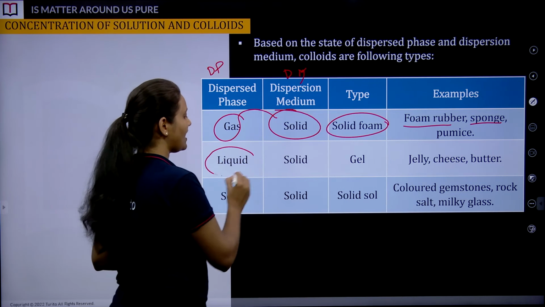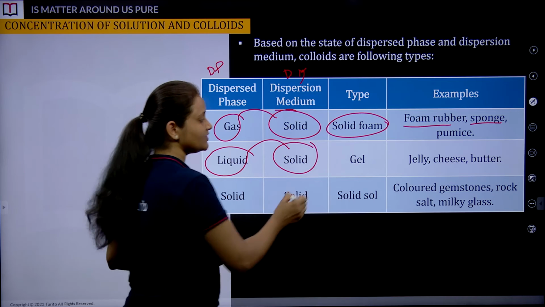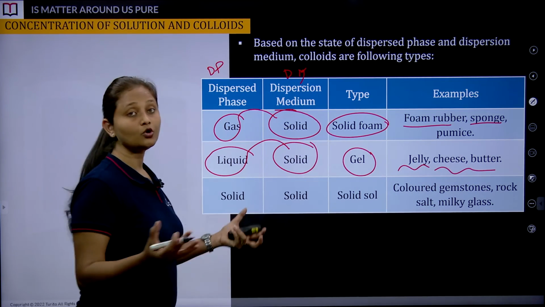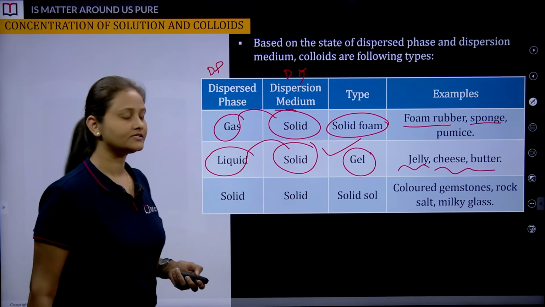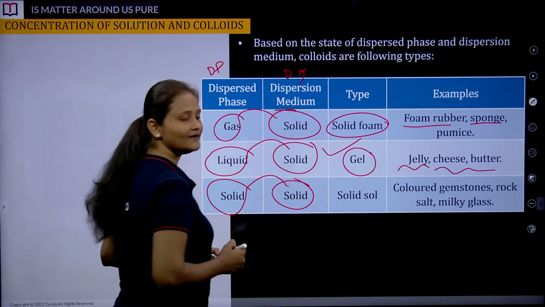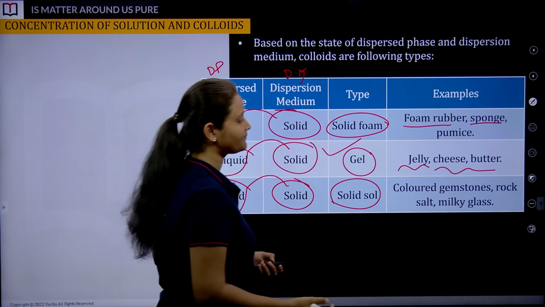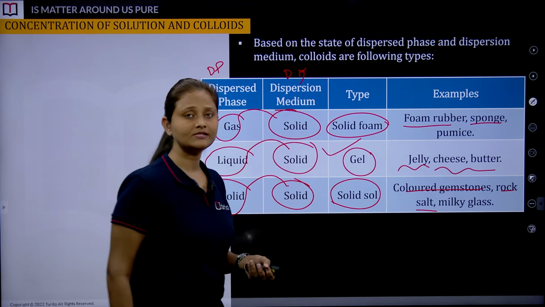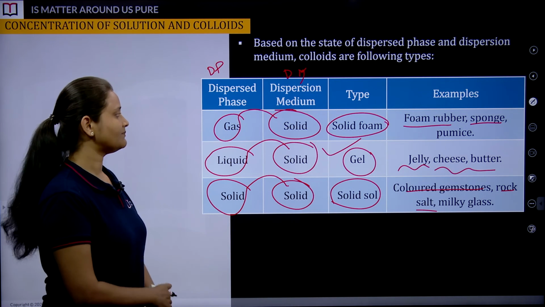Then next to that we are having liquid getting dispersed in solid. It's gel, students. So jelly, cheese, the butter which we eat, these are colloidals. But what kind of? They are gel kind of colloidals. Alright. Next to that we are having solid in solid. Solid sol. Simply solid sol. Okay. Colored gemstones, rock salt, milky glass. These are few examples of what? Solid sol. Okay, make a note of these examples, students.